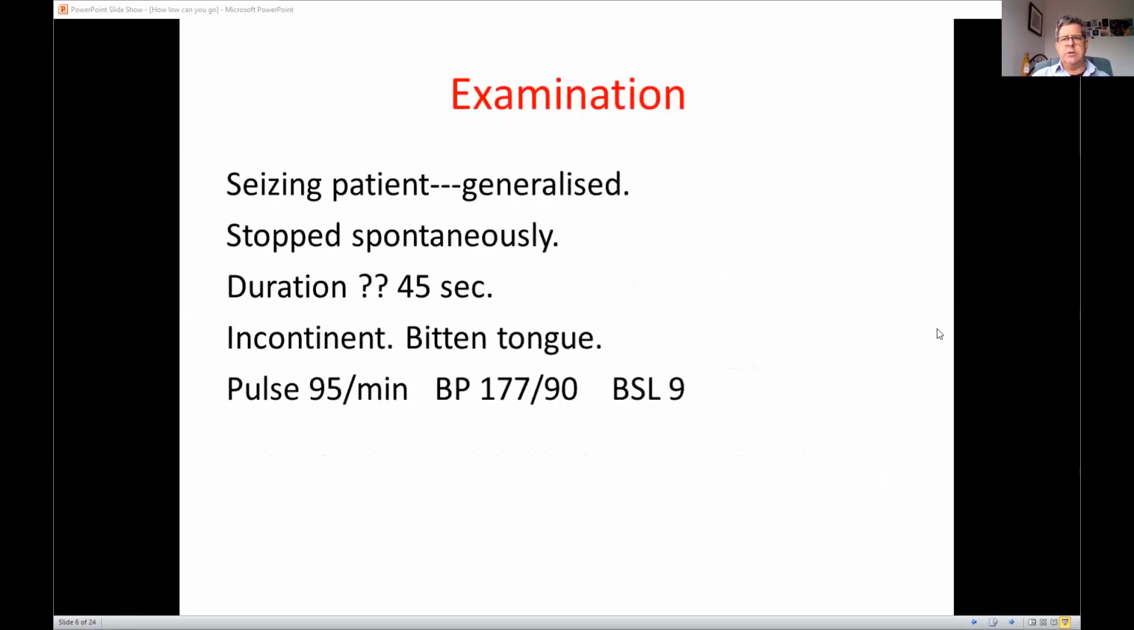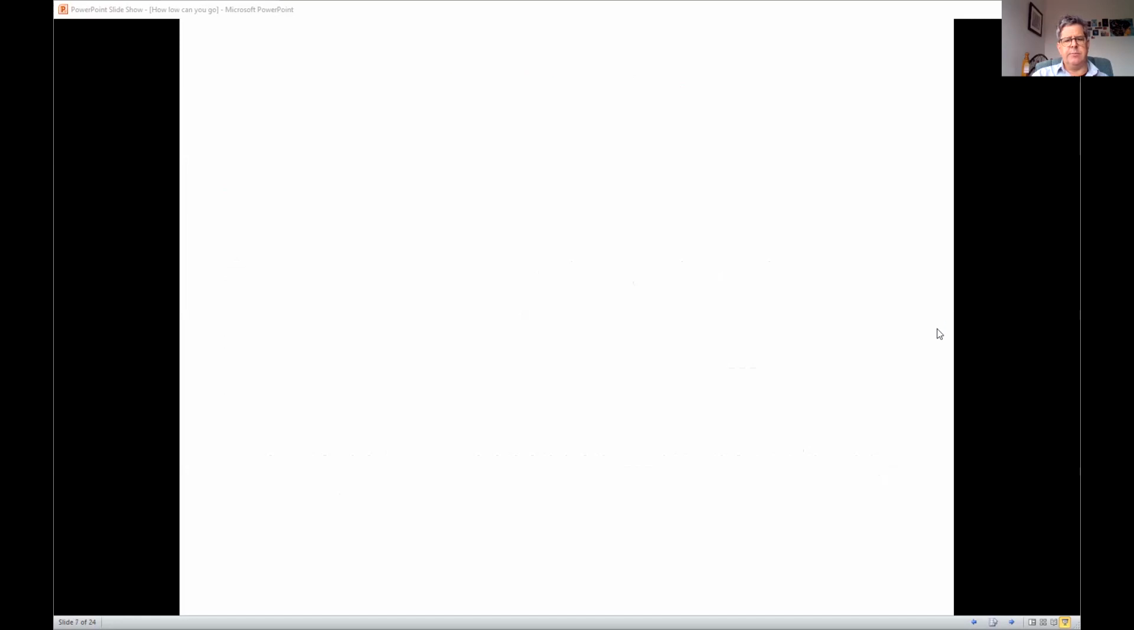The generalized seizure stopped. She was incontinent, she bit her tongue, and her blood sugar was normal. She was a little bit hypertensive, and the heart rate was about 90 per minute. They didn't have to give any benzodiazepines to her. Okay, so a generalized seizure, uncertain of the cause.